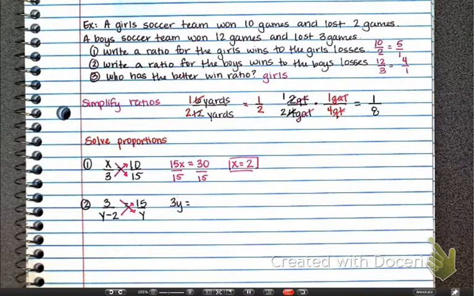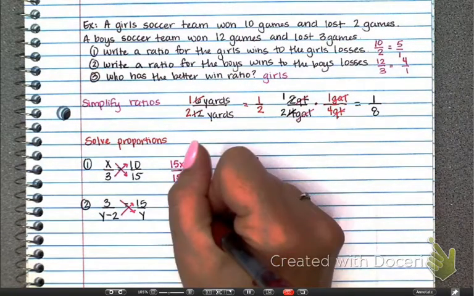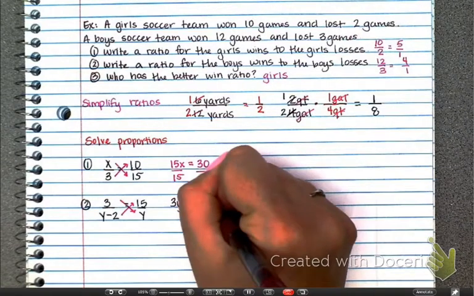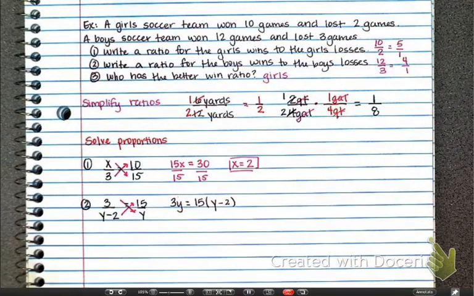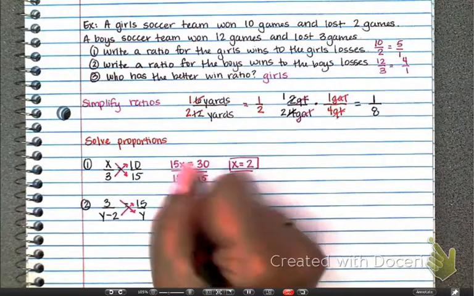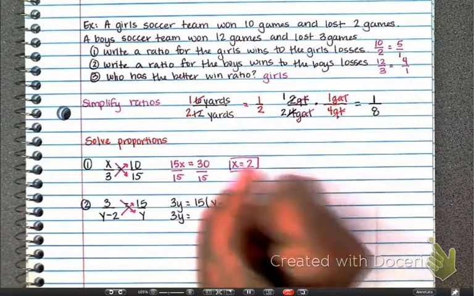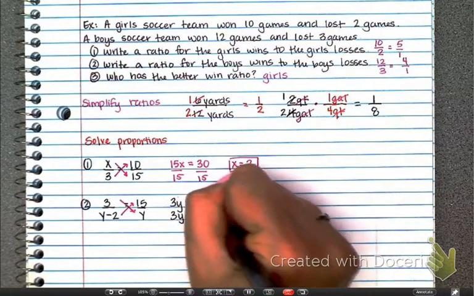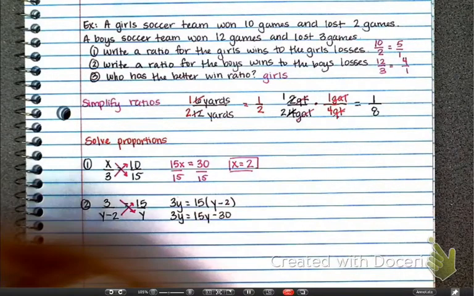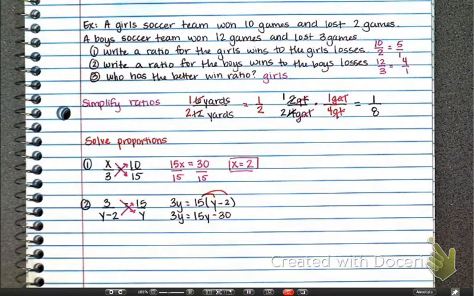15y minus 30. So what you need to do is 15 times that entire quantity, and there's where people mess up. They just want to multiply that 15 by that first number or variable, but you need to multiply it by everything. So this really is 3y equals 15y minus 30. What property did I use right there? The distributive property. Okay, now we can continue and solve.